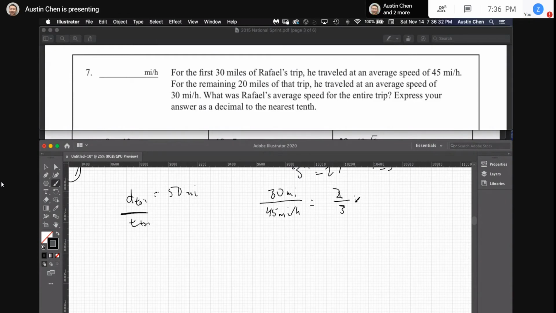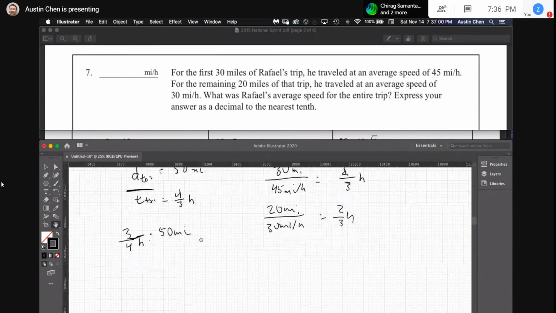2/3 hours. And then for our second part, we're going to have 20 miles over 30 miles per hour, which is also 2/3 hours. So then we have our total time to be 4/3 hours. So then our speed is going to be 3/4, with the hours in the denominator, times 50 miles.